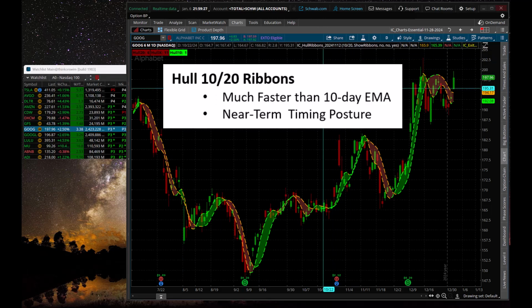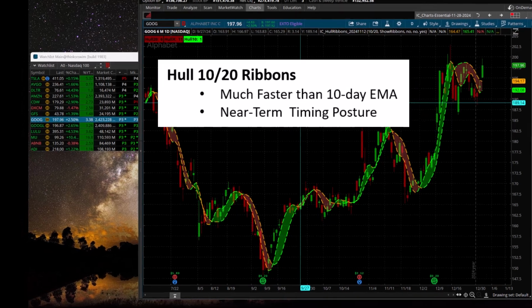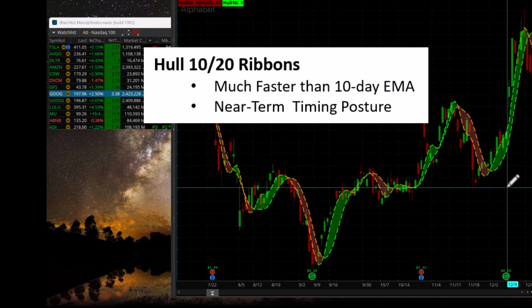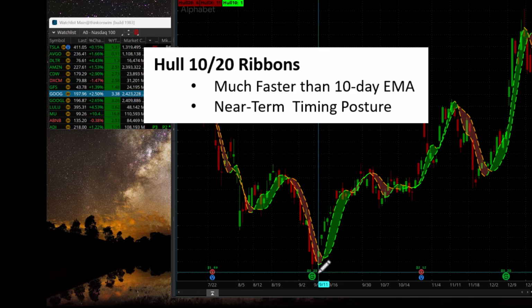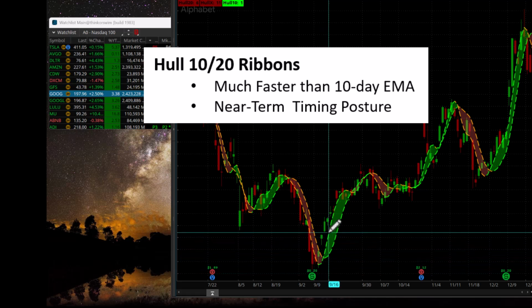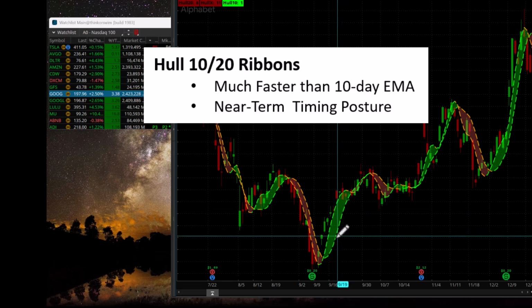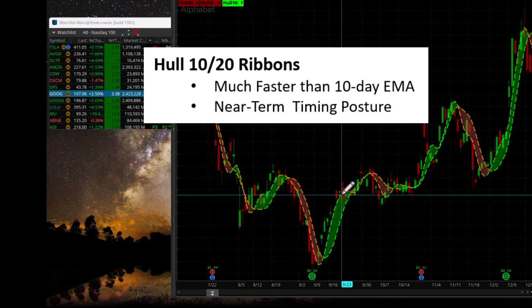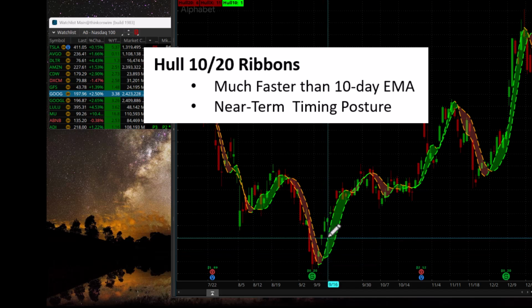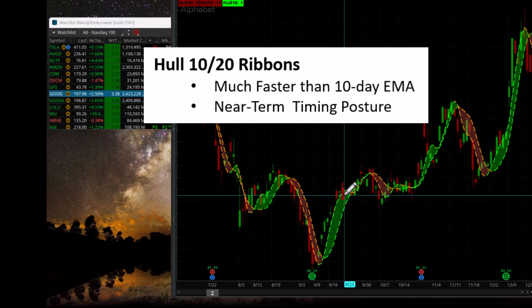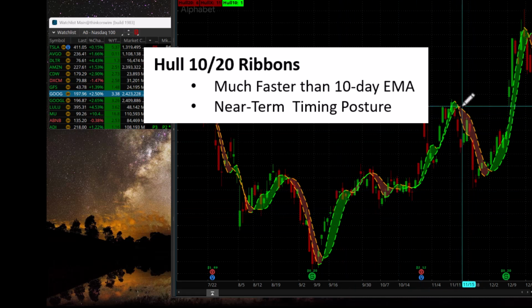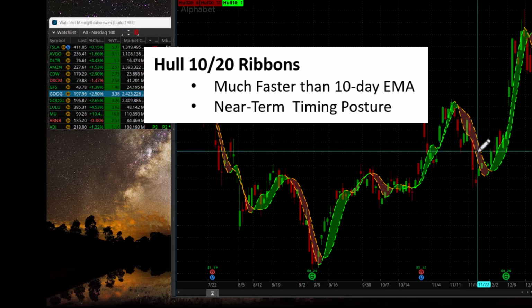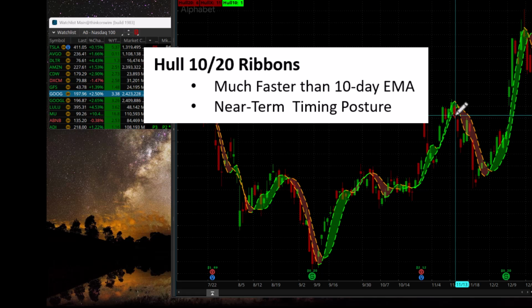The following diagram represents the Hull ribbons, and the Hull ribbons are two moving averages, the Hull 10 and the Hull 20. If you are in a bullish trend, it means that the Hull 10 moving average is greater than the Hull 20. So here's a case where we have a rising series of candles, and the Hull 10 is clearly greater than the Hull 20. And over on this side, we've got the Hull 10 less than the Hull 20 for a bearish scenario.